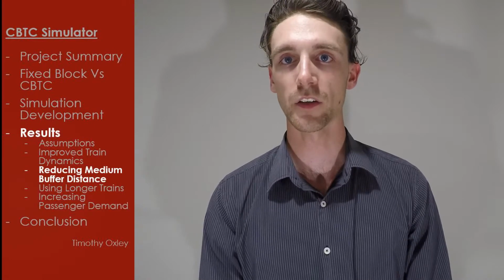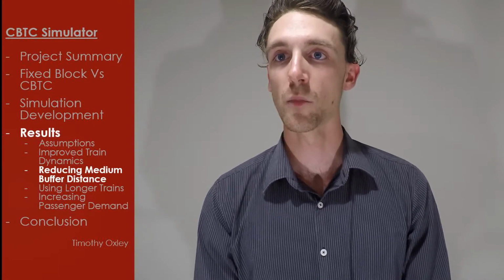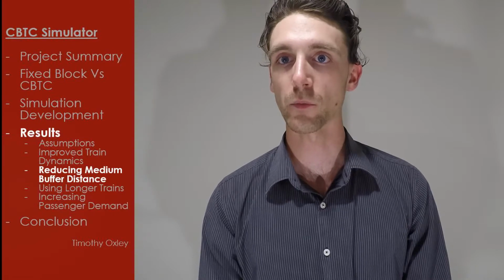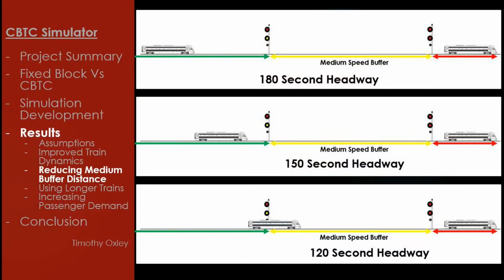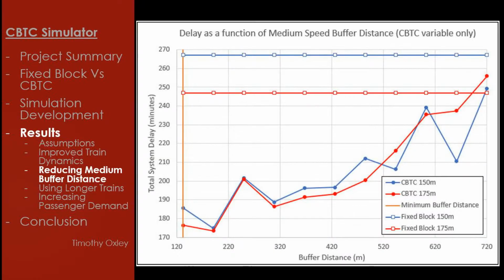Reducing medium speed buffer distance. In order to carry more passengers, the headway between trains must be reduced. At a certain point, the medium speed buffer distance prevents headways from being reduced without sustaining significant delays. A CBTC system can reduce headways from 180 seconds to 120 seconds, which improves passenger carrying capacity by 33%, but still results in a similar quantity of delays being incurred as a fixed block system. Reducing this buffer distance can result in significantly less delays, though may lead to more unplanned stops between stations, which results in a degraded passenger experience.